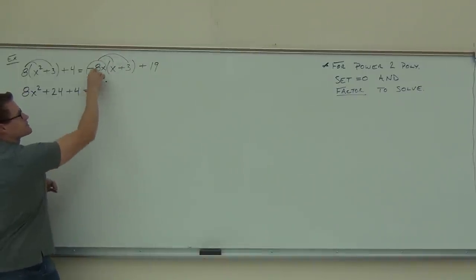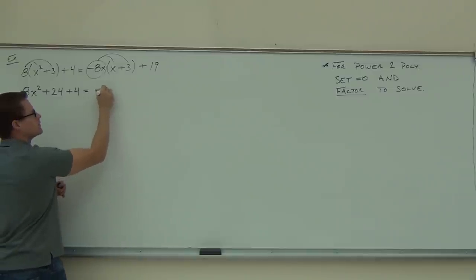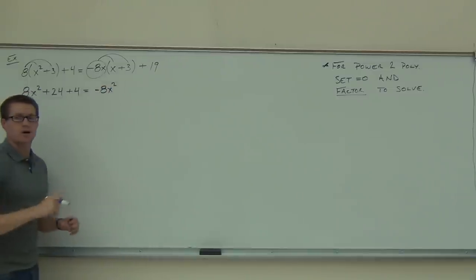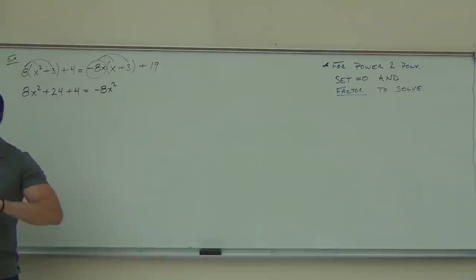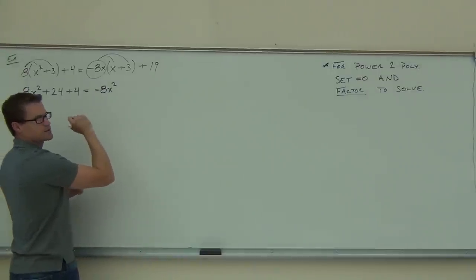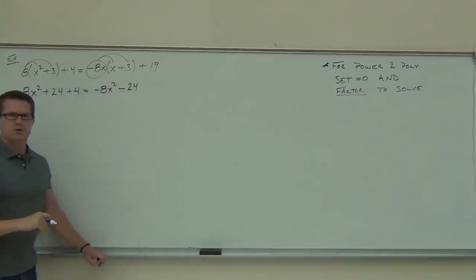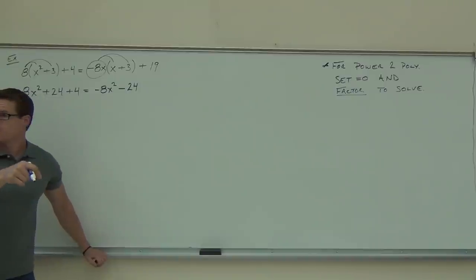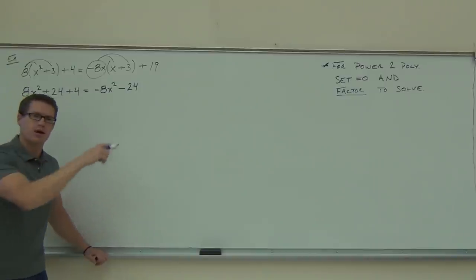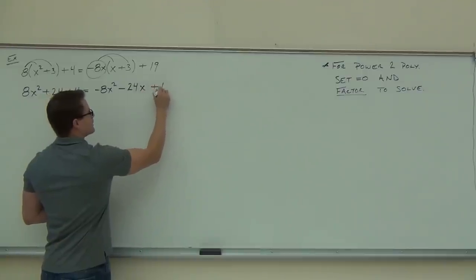So negative 8x times x, what are we going to get out of that? Yeah, exactly. Don't forget that x squared. That's important. That has to be there. Otherwise, your problem just blows up in your face. The next one, what are we going to have? Plus or minus? Minus 24. Good, 24. Is it 24x? That x is important, right? That x has to go with it. You're multiplying by that x. It's got to be there. And then this plus 19 is at the back end.